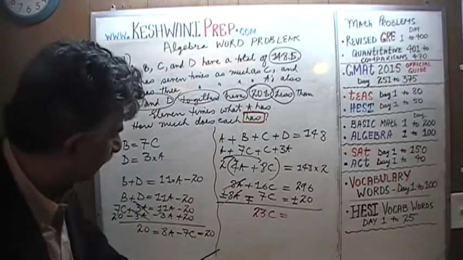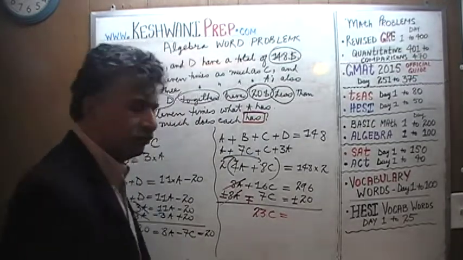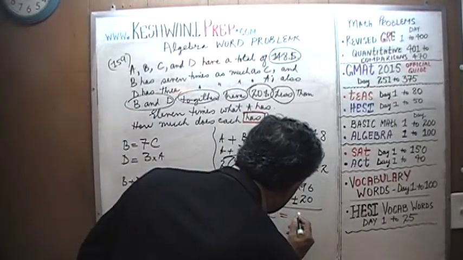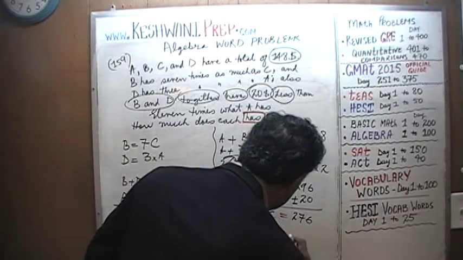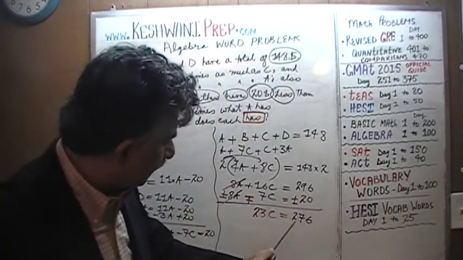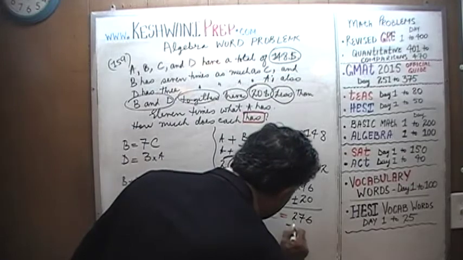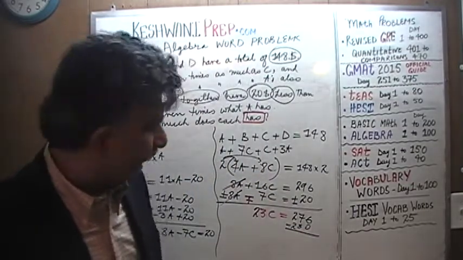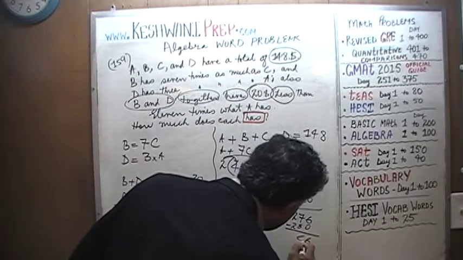Minus 20. 96 minus 20. 96 minus 10 would be 86, so it's 76. What we notice is that from 276, if we were to subtract 230, if we take away 230 from 276, what we end up with is 46.